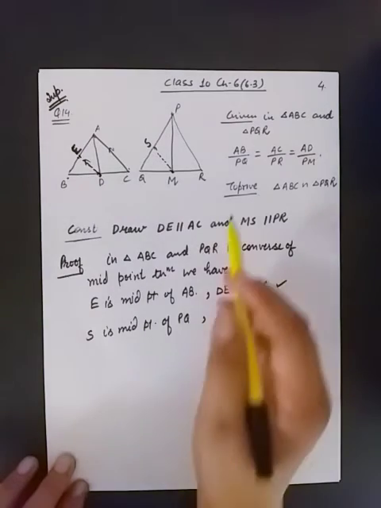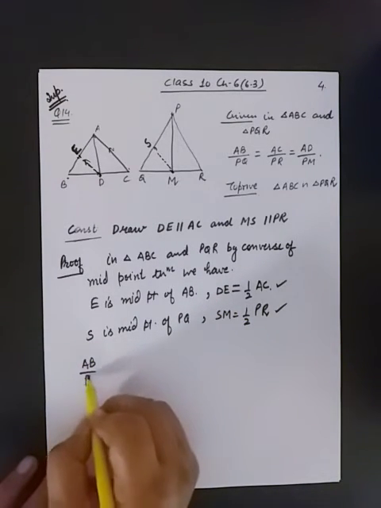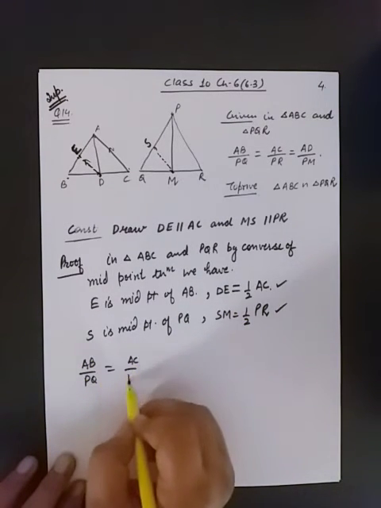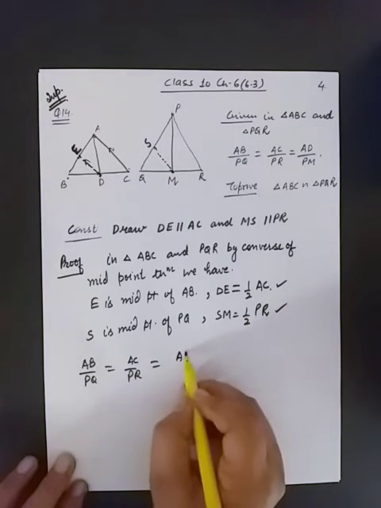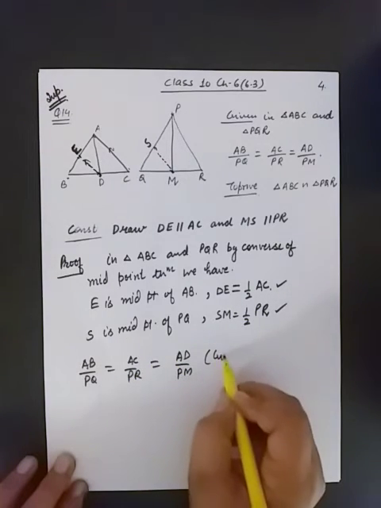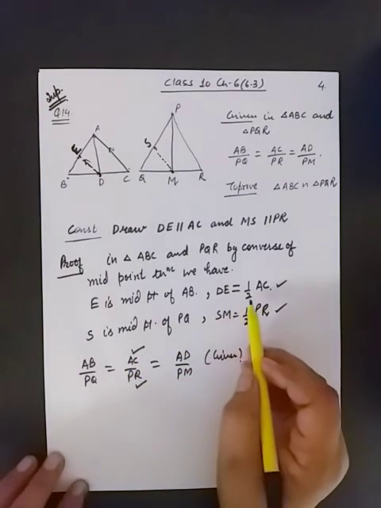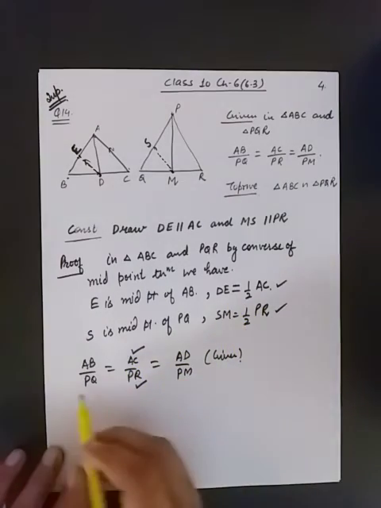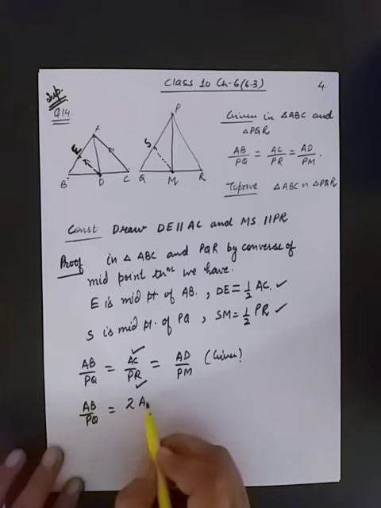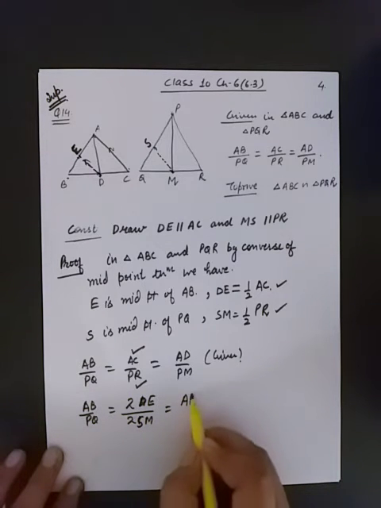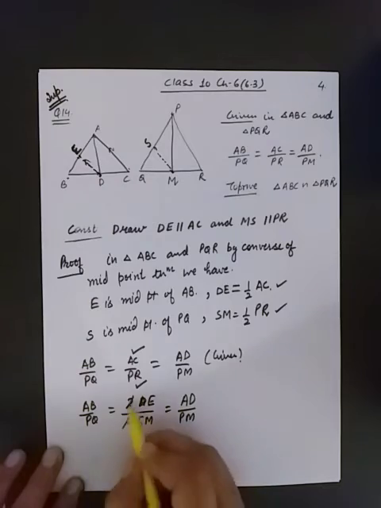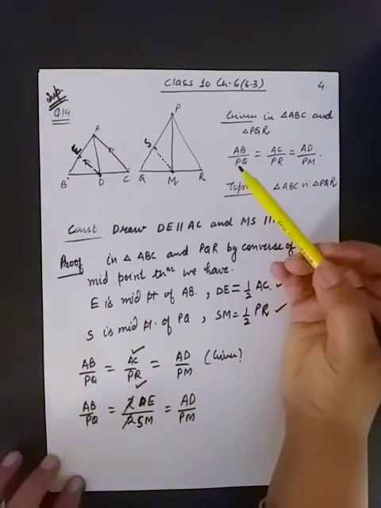And we already have AB by PQ is equal to AC by PR is equal to AD by PM. This is already given to us. Here we can replace AC and PR by double of DE and double of SM. So we can write AB by PQ is equal to double of DE by double of SM is equal to AD by PM. Again 2 is cancelled.